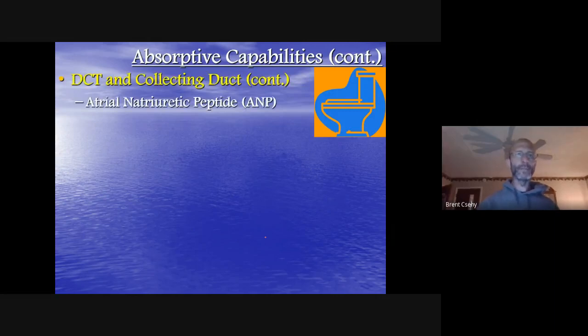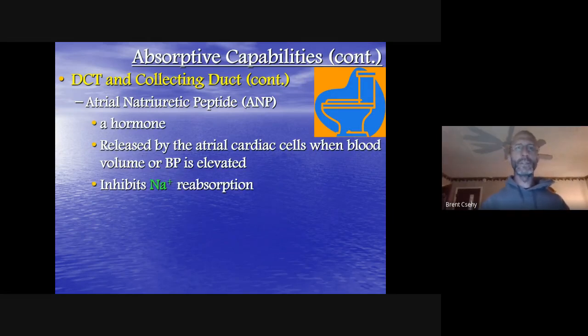Don't stress about that, I'm sure you're fine. Here's one we didn't talk about yet. We talked about aldosterone in the last lecture. Aldosterone was one of the things that came out as a result of the renin-angiotensin pathway. Here's another one. It's called ANP, atrial natriuretic peptide. This is interesting. This is a hormone. It's actually secreted by the atrial cardiac cells. The heart, amongst many other jobs, actually acts like a gland.